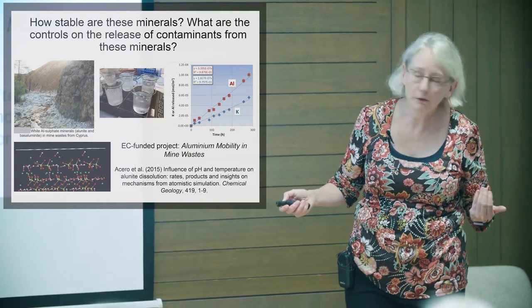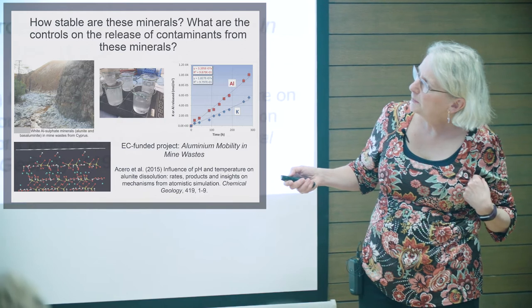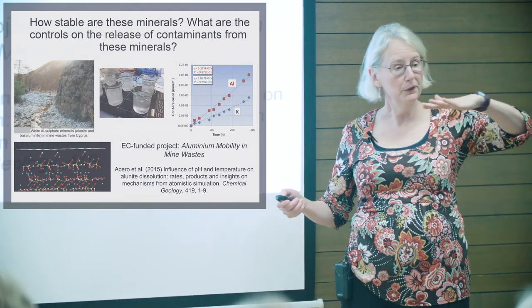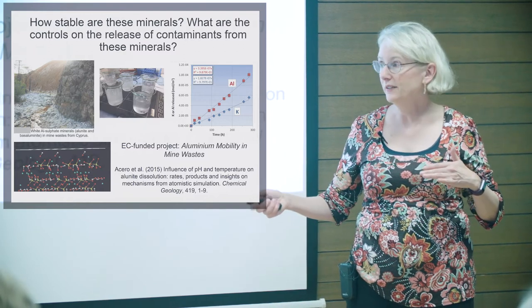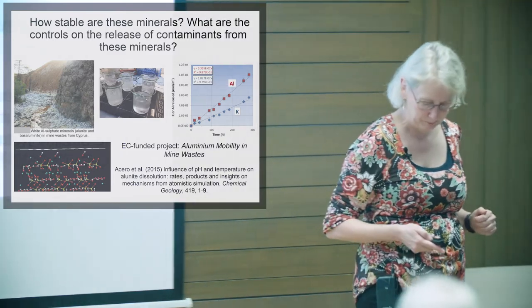the alunite dissolved. So this is a simulation, and you can see that's the potassium there, and that's the hydroxide. And what happens is the mineral surfaces where the potassium is at the surface dissolve first, and then it causes the rest of the mineral just to dissolve. So you can work that out at the atomic level.